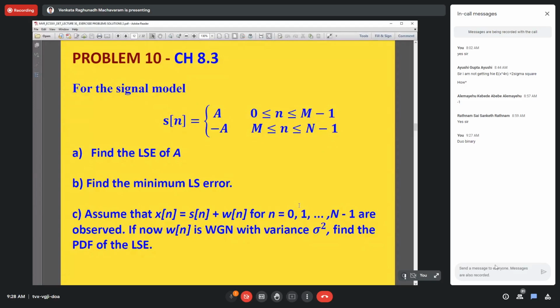Find the least square estimate now. For this problem, earlier you saw the BLUE estimate, then you saw the maximum likelihood estimate. Now you have to find the least squares estimate, and also find the minimum least square error. It's not minimum mean square error, it is minimum least squares error. Assume that xn is Sn plus Wn and standard. Because the least square error is a random variable, it has its own distribution.